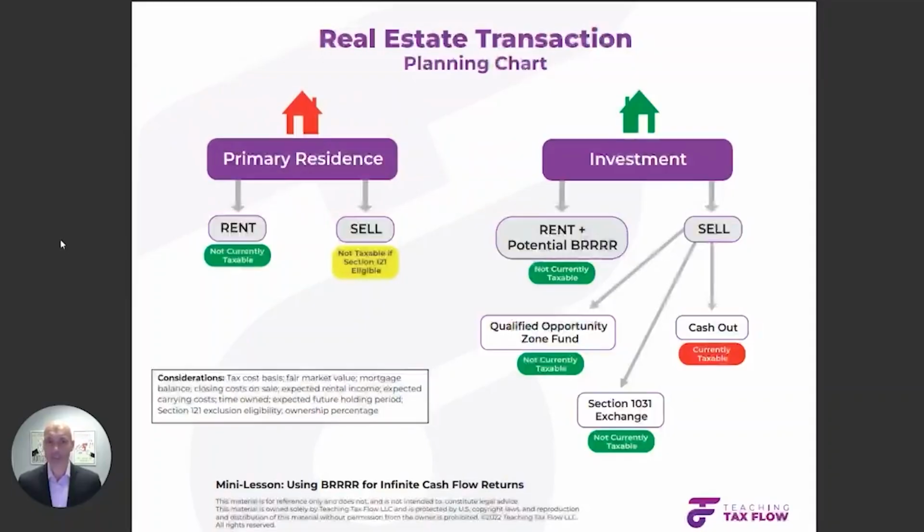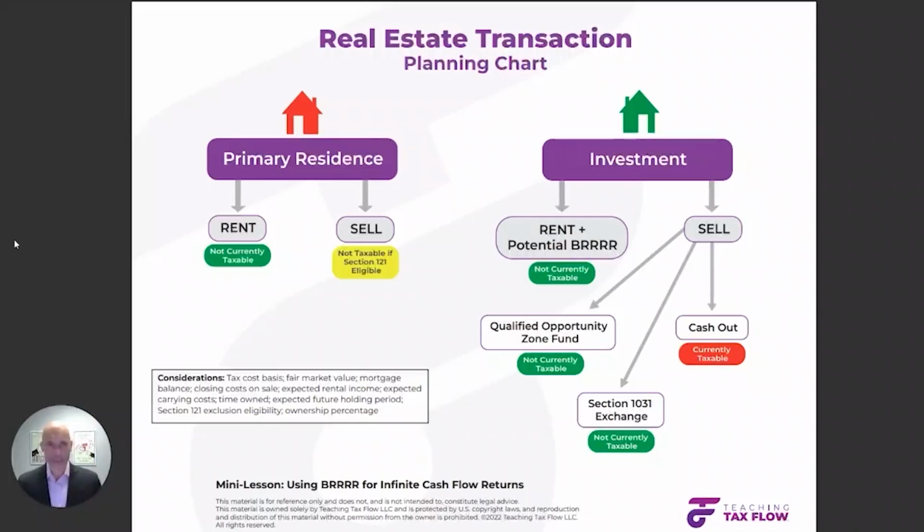So let's jump into our real estate transaction planning chart, the chart we use in many of our mini lessons, much of our content. And when we're talking about the BRRRR method, we're really focused here on the right-hand side on an investment property. So it really does not work with a primary residence, but with an investment property. And you can see right here, instead of selling the property, we're actually renting that property and hopefully BRRRRing it and maybe getting as much equity as we can out of it if you want to increase that rental portfolio. You can see that it's not currently taxable when you use this method. And so that's why it's so attractive with many real estate investors.